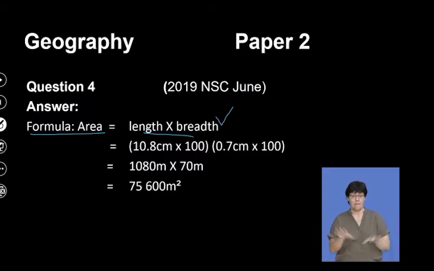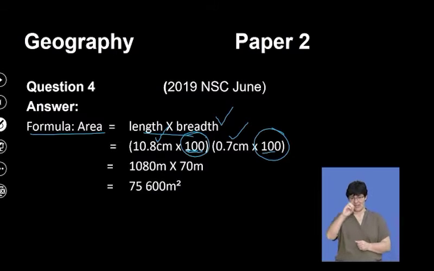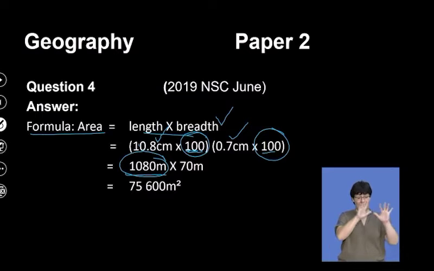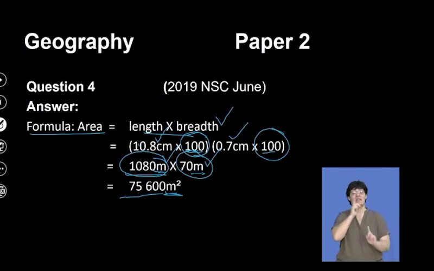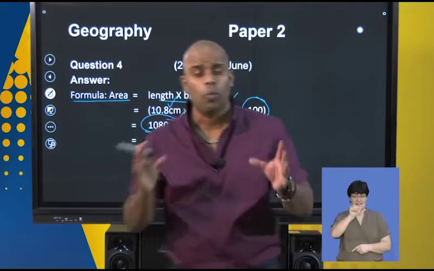When I measured the length, 10.8 centimeters. When I measured the breadth, 0,7 centimeters. Note the following. Because I'm working towards meters, I need to multiply by 100. 1080 is the answer for 10.8 times 100. 1 mark. 0,7 centimeters times 100 is 70 meters. Another mark. Remember, meters times meters, meters squared, and my final answer, 1080 times 70, 75,600.